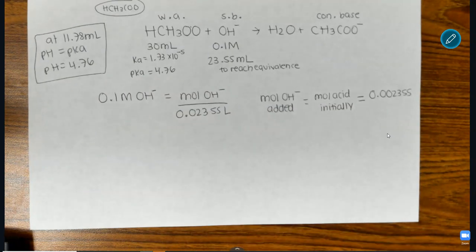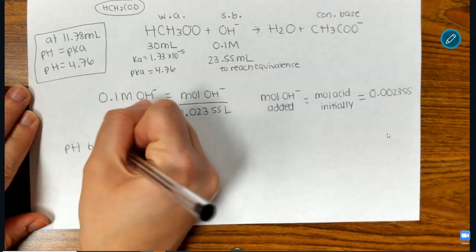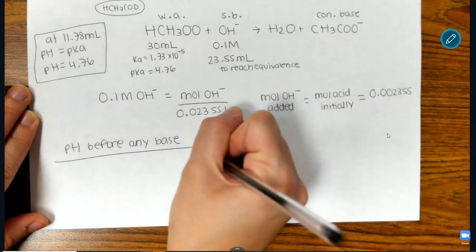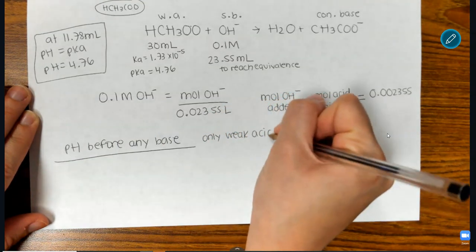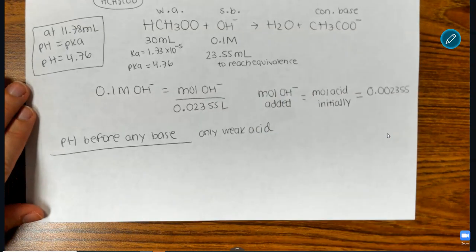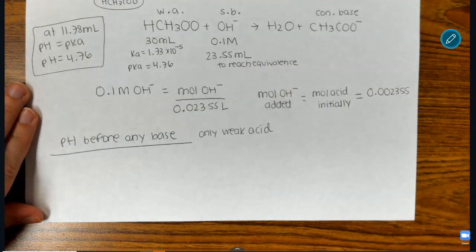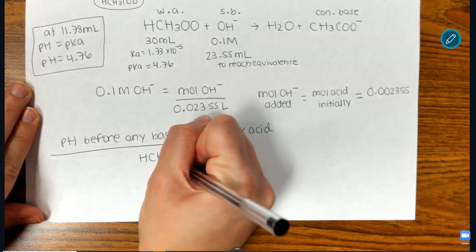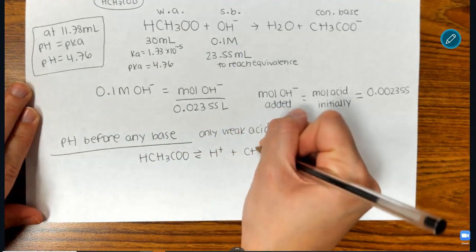Okay. So the first thing I want to find is the pH before you add any base. So when it's just acid, right now there's only weak acid. How do you find the pH of a weak acid? It is not just the negative log of the molarity. Because this is a weak acid, it comes to an equilibrium. And so let's write that reaction. What does this do at equilibrium? It goes like this, and some of it will dissociate to form a hydrogen ion and an acetate ion.